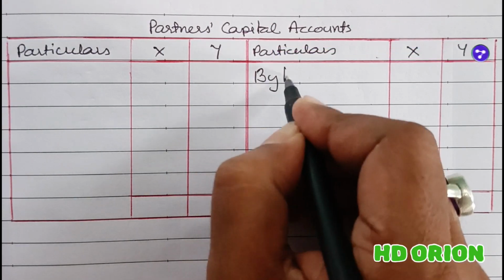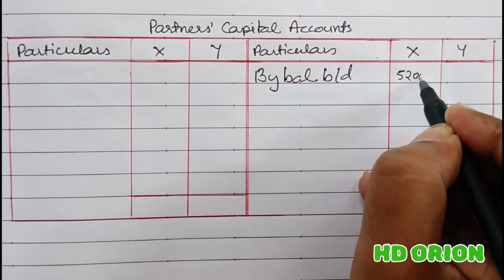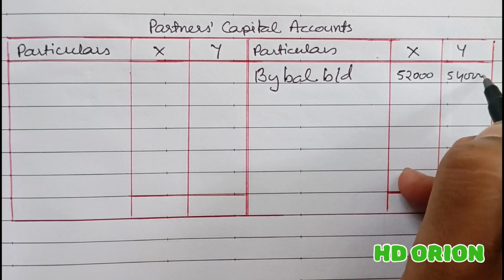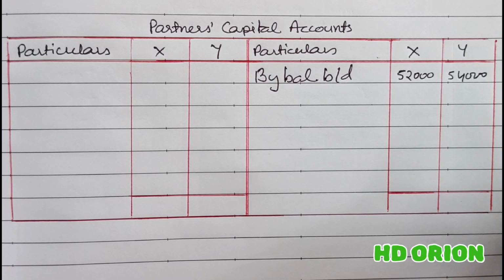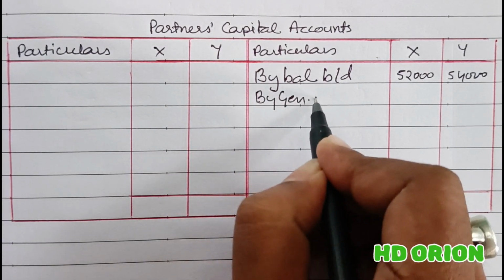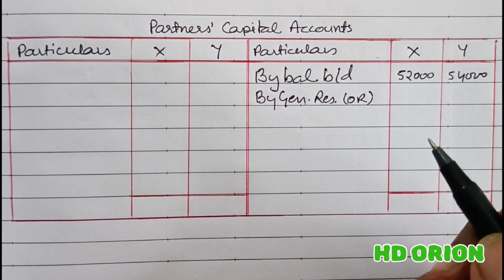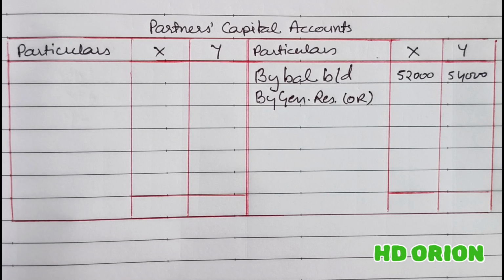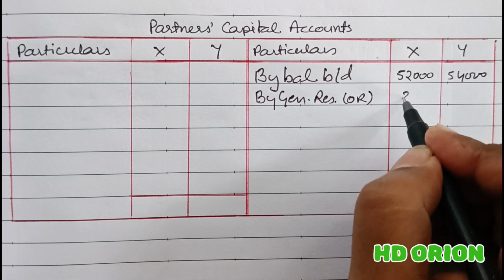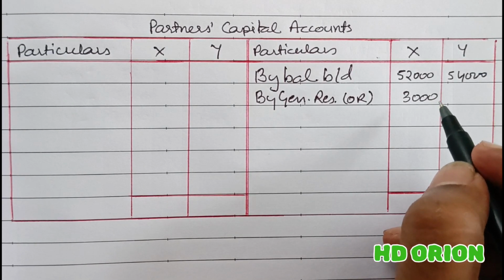So by balance brought down, it is 52,000 and 54,000. Then look in the balance sheet liability side. There are undistributed profits in the form of general reserve. So by general reserve, always in old ratio. General reserve is of rupees 4,800 and old ratio is 5:3. So 3,000 and 1,800.